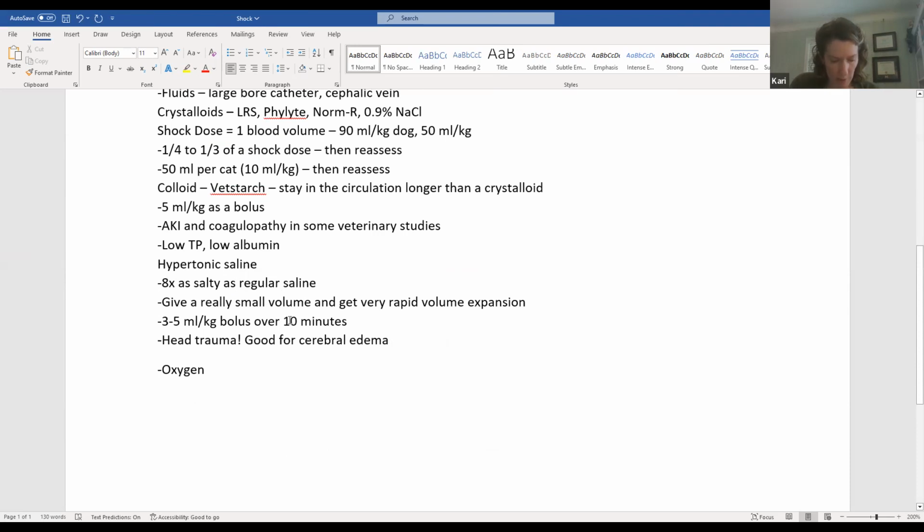All right, so we talked a little bit about oxygen. The only other fluid that we really didn't talk about too much is blood products, right? It's not something that we always jump to right away, but it's certainly something that they would jump to right away for us as people in an emergency situation if we had internal bleeding.